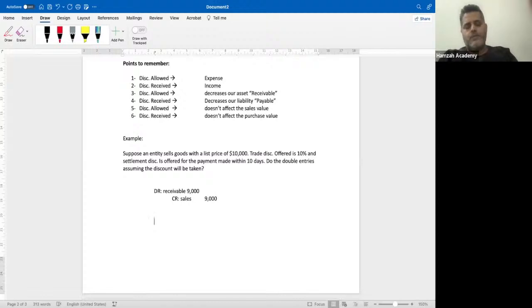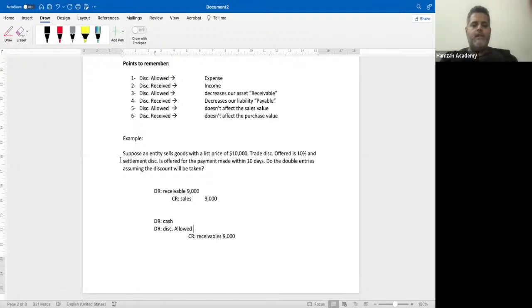And then when it comes towards the settlement, we are going to debit the cash over here. We are going to debit the discount allowed over here. And then we are going to credit the receivables over here. Now the receivables are 9,000. Now further discount is offered.